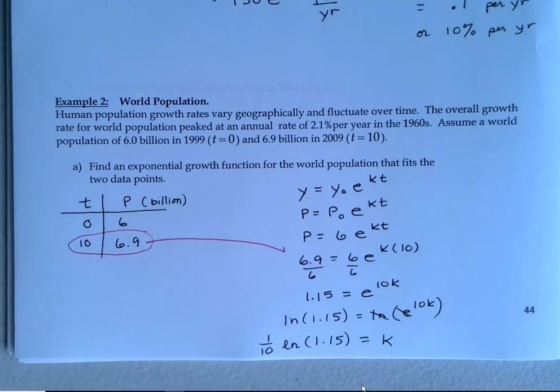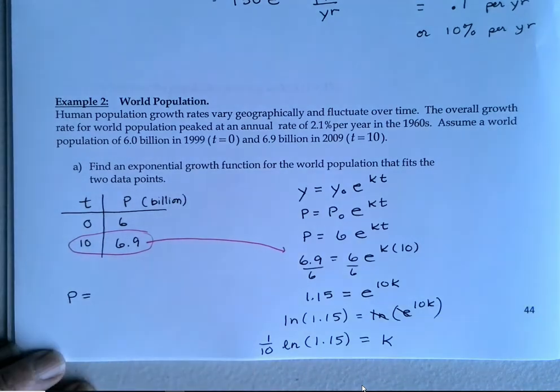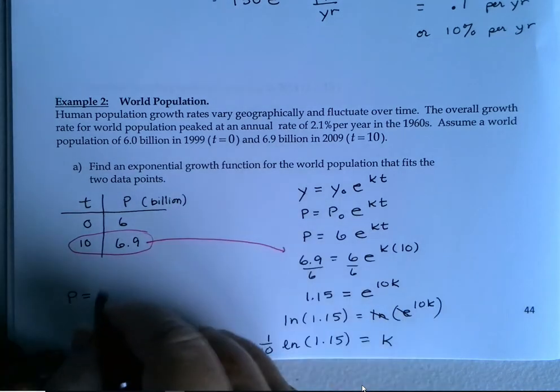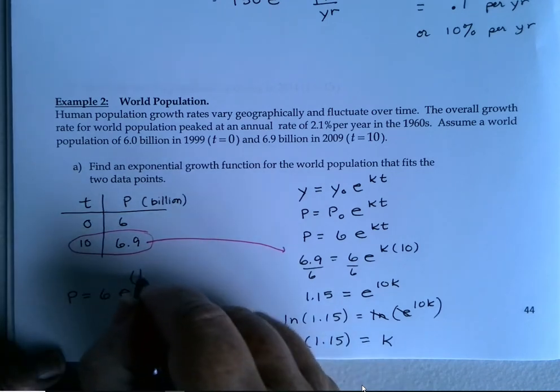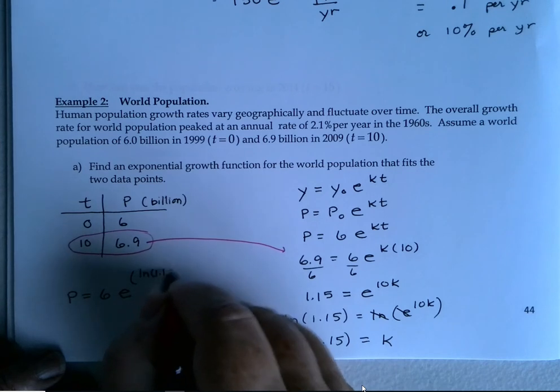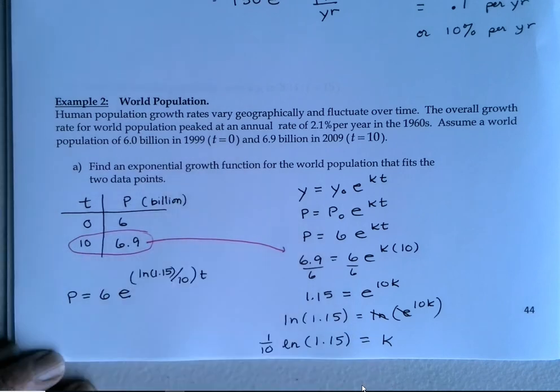Now we could put that in the calculator and we could get a decimal approximation for that. And as a matter of fact, if we want to get an idea of what the percentage per year is, we might want to do that. But in order to keep my actual equation, my exponential growth function, as accurate as possible, I'll typically just leave the constants with a natural log in them. So I'm going to say here, my growth equation would be P equals 6 e to the (ln 1.15 over 10)t.